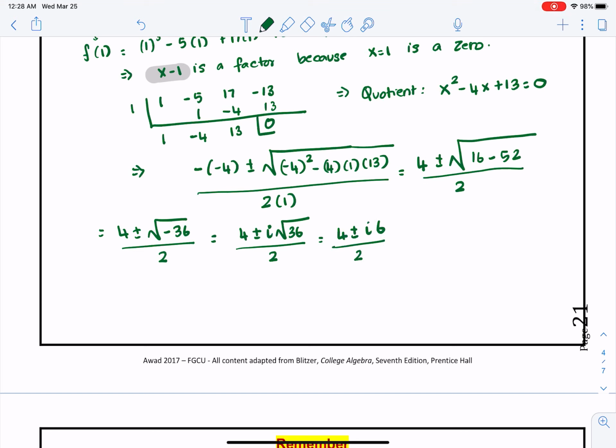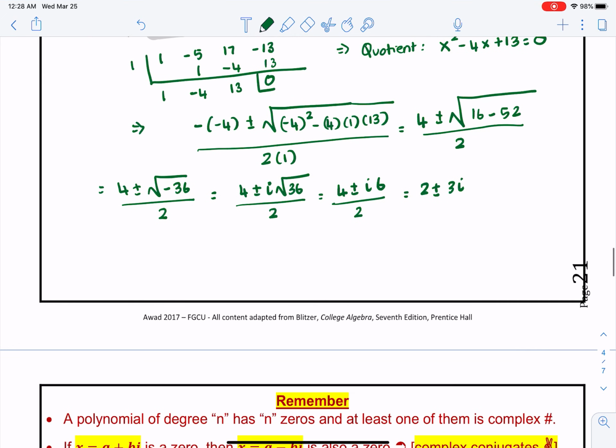And I have a 2 in common, so I would cancel out the 2's. I'd end up getting 2 plus or minus 3i. So the roots are x equal to 1, 2 plus 3i, and 2 minus 3i.